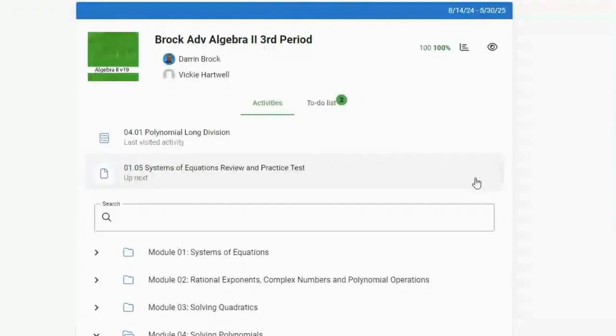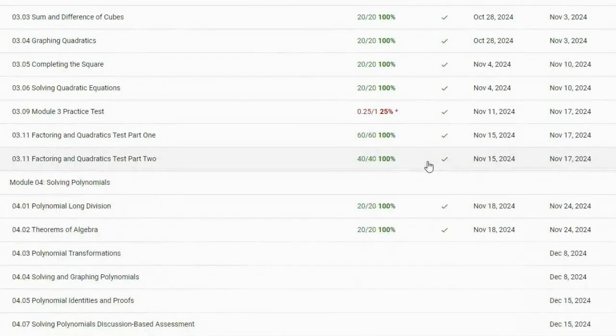So with no further ado, hey, past Mr. Brock, why don't you come join us? Good. Well, let's pull up our algebra and see what it looks like. Algebra 2. Let's go to our grade screen, see what's left. Ooh, look at there. We've got polynomial transformations and solving and graphing polynomials. We got to get through 403 and 404 today, so let's jump into it.